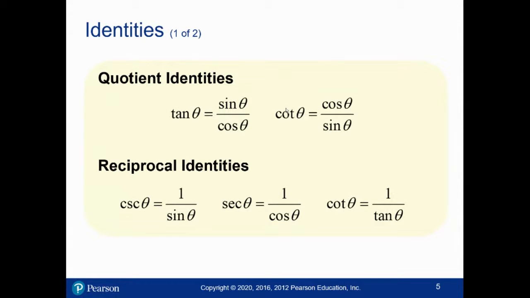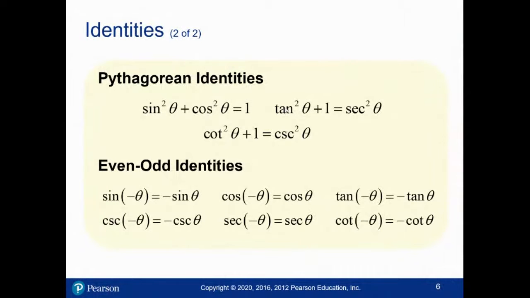Here are some identities we already know. Tangent of theta is sine theta over cosine theta. Cotangent theta is cosine over sine. Secant theta is 1 over cosine, etc. This is all familiar. We also have these Pythagorean and even-odd identities. Anytime both sides exist, they're equal to one another. And again, we've worked with this. This is old hat.